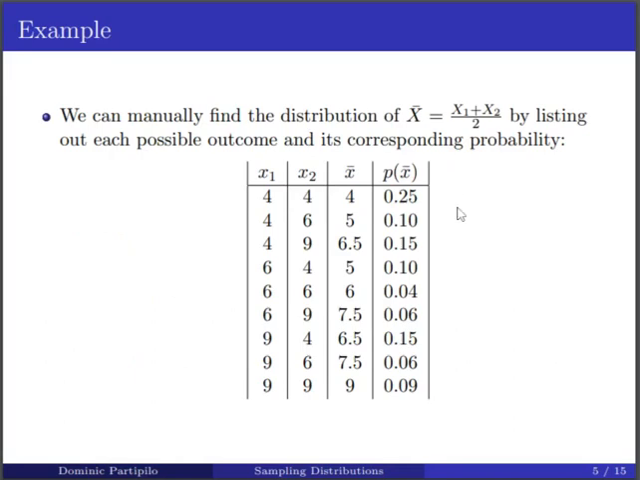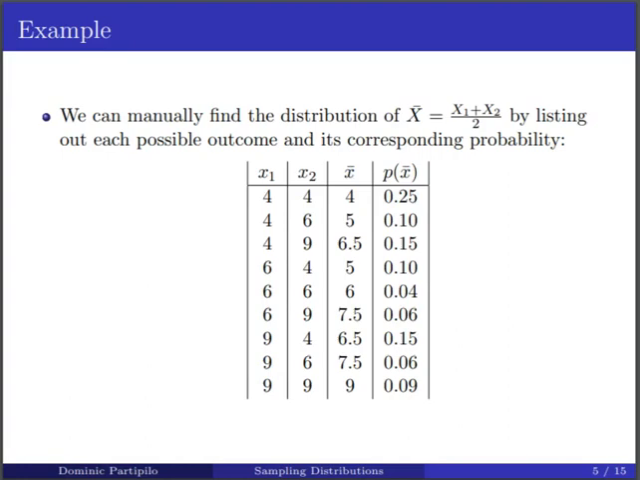And if we list out each of these outcomes, we'll end up with something like this. Our first observation could be 4, and then our second observation could be 4, or it could be 4 and 6, or 4 and 9. These are the 9 different possibilities of what could happen. And we're interested in the distribution of x bar. So if we took each of these combinations and averaged out these samples of size 2, then what we would get is this column right here, which is x bar.